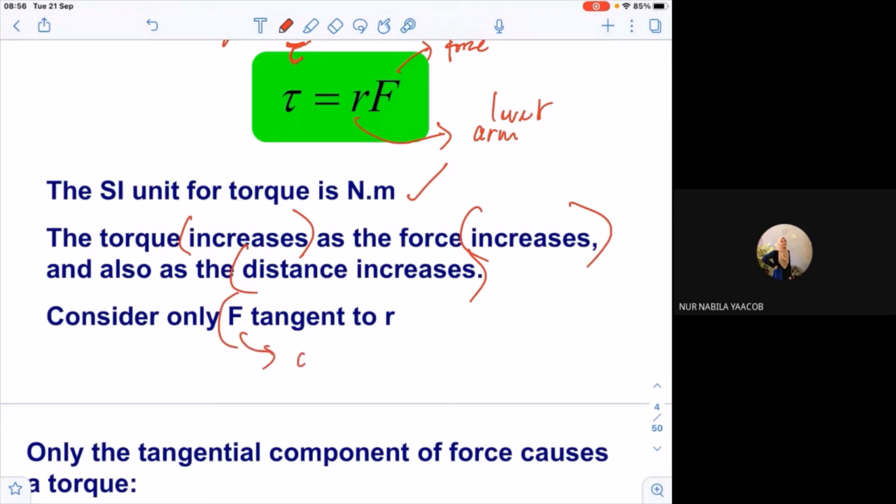The component of force that is tangent to the lever arm R. Okay, the component of force that is tangent to the R.